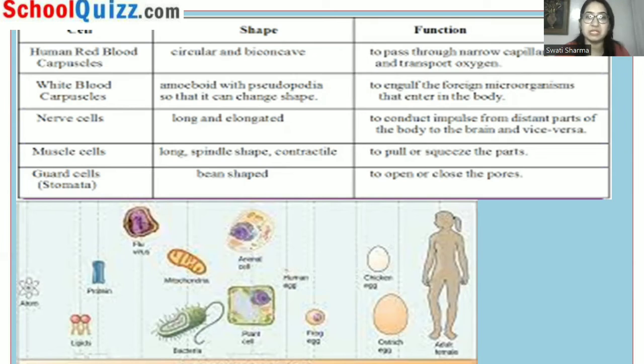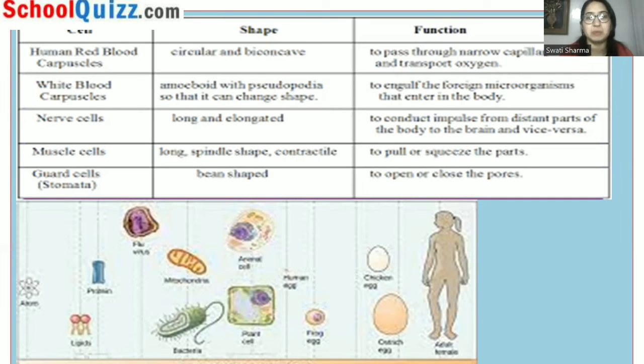Then come muscle cells, which are long, spindle-shaped and contractile, and they help to pull or squeeze parts. Suppose I am extending my hand in this way, then I am folding it. In this way, the movement of muscles functions, with muscles contracting and relaxing. When we exercise or we run, in all those cases the function of muscles can be witnessed.